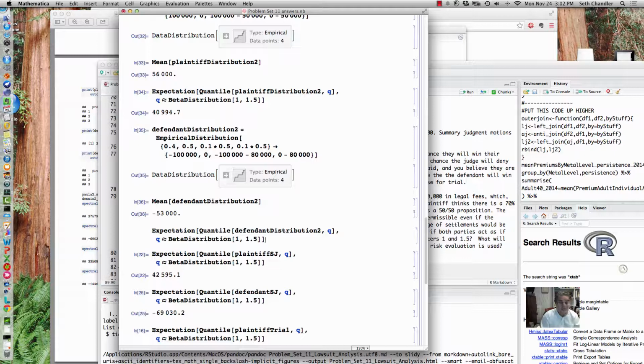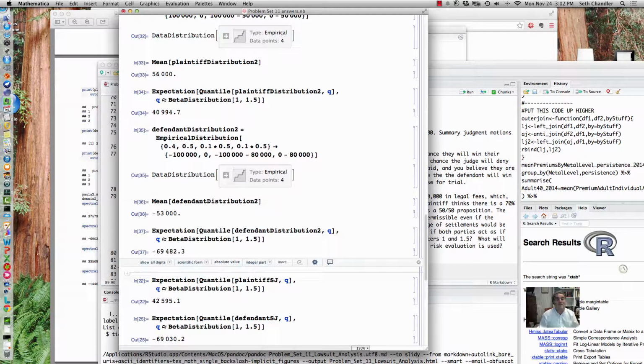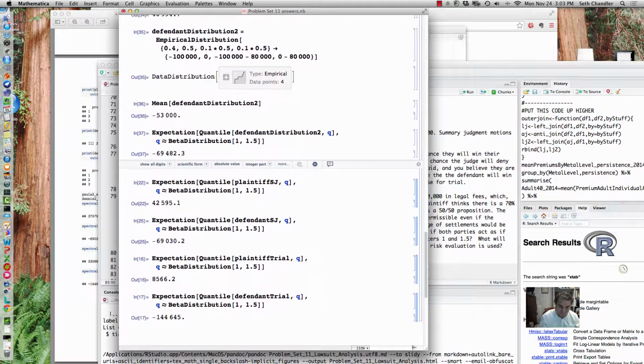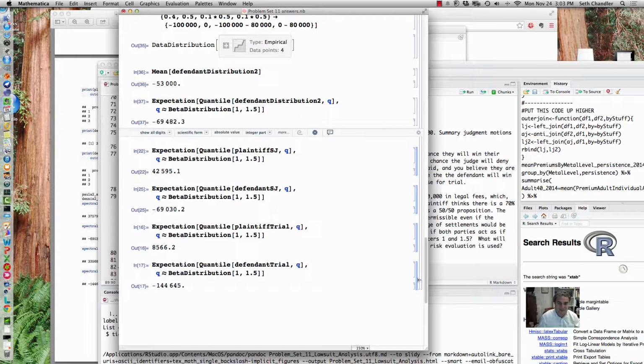All right, and so the defendant thinks this lawsuit's worth negative $69,000. And so now there's room to settle the case somewhere between $53,000 and $69,482. And so mediators, one of their strategies so that they can say they solved the case, is to make both parties petrified of the worst case outcome, which they knew already, but now they know mathematically why that might be.